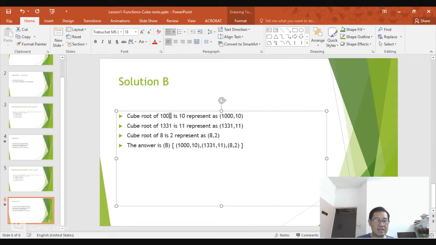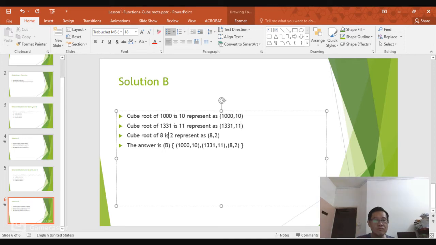The second one, cube root of 1331 is 11. Represent as 1331, 11. So this is the cube root of 11. It means that 11 times 11 times 11, you need to times 3 times. Cube root always times 3 times. It's not the square root. Square root you only times 2 times only. This one we call the formula for the square root. So we are learning the cube root. Cube root you always times the same value 3 times.